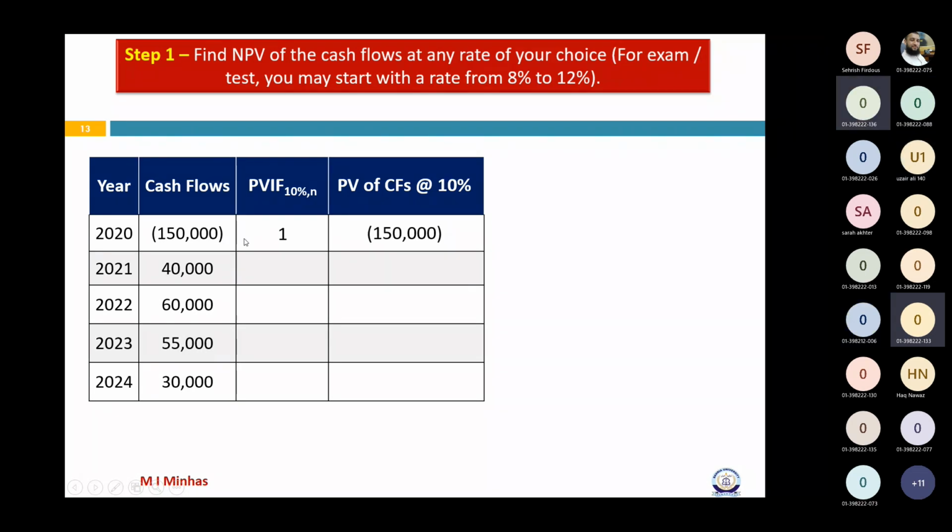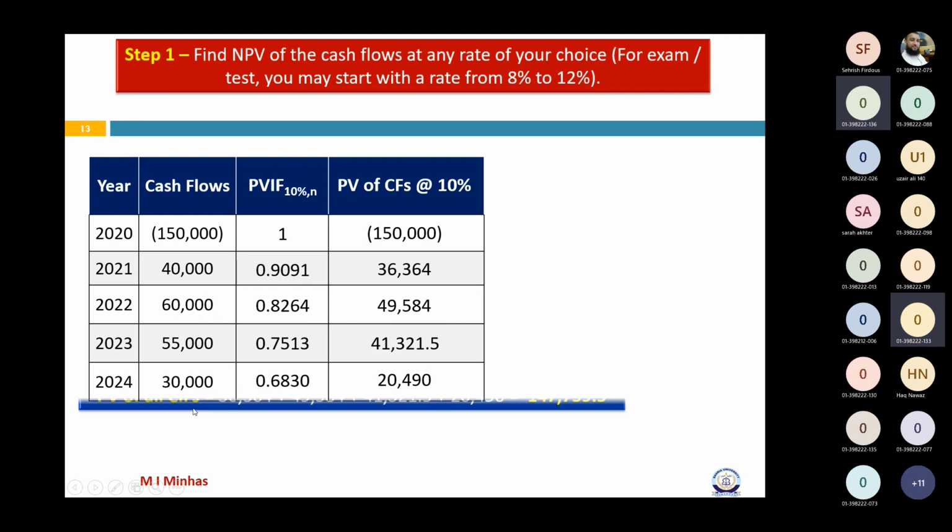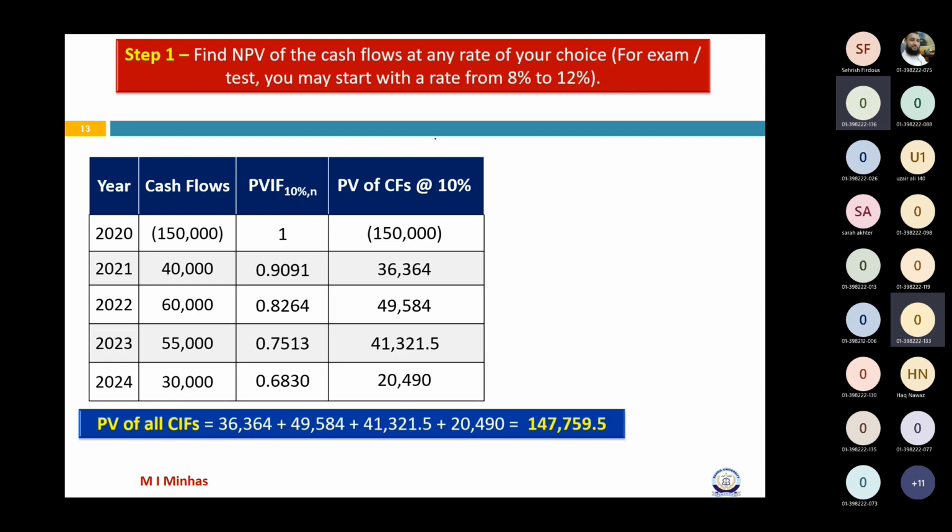For year zero, the present value interest factor is one, correct? That means the amount remains the same for year zero, whether it is written in the table or not. Generally the table starts from year one. So this is year zero, the time of investment, so I'm just ignoring it. This is the first year calculation of the present value interest factor. By multiplying the present value interest factor by the cash flow, we get the present value of that particular year. I hope this is clear to everyone. You already know how to calculate NPV, correct?